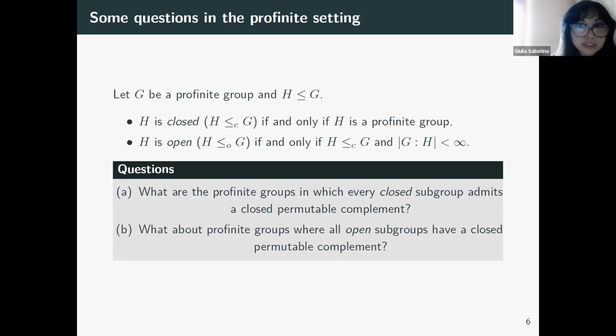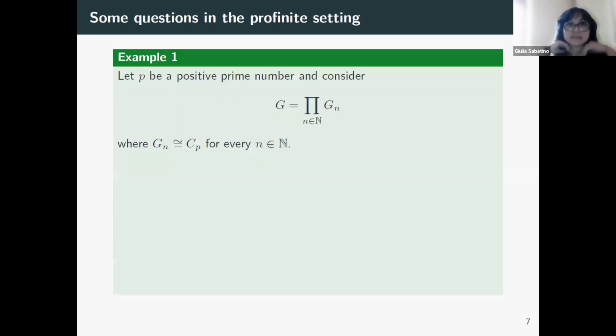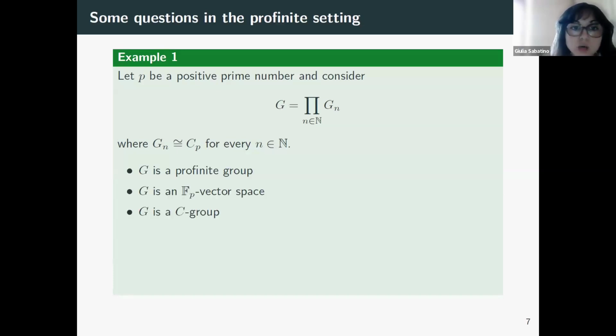Well, before answering these questions, let me show you this example of a profinite group. If p is a positive prime number and we consider the Cartesian product of groups G_n, each of which is isomorphic to the cyclic group of order p, we have that this is a profinite group because, of course, it is a Cartesian product of finite groups.